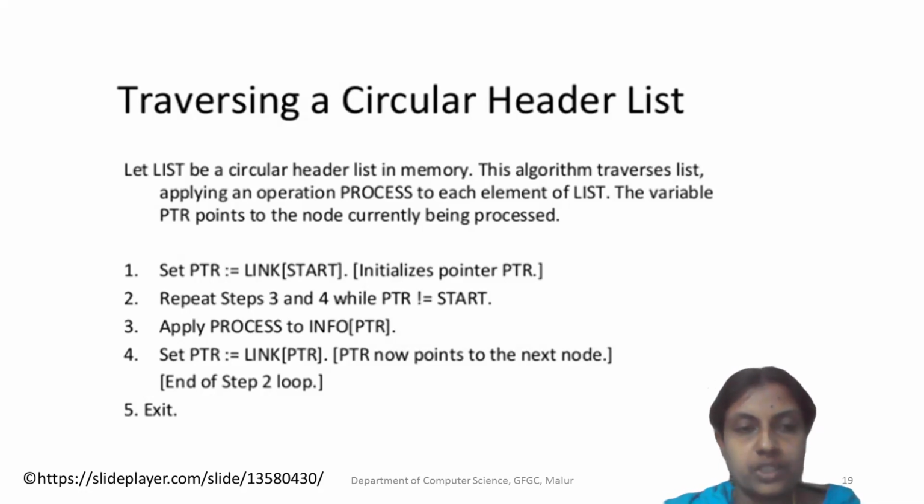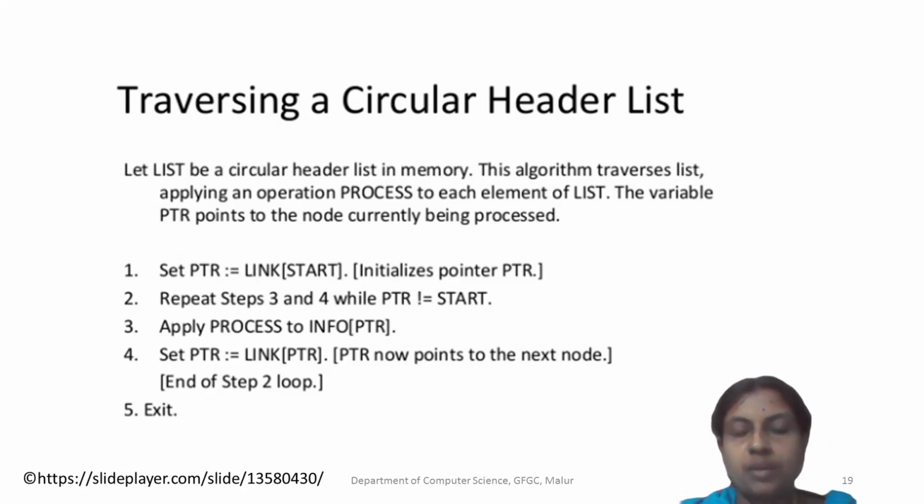Take this example. We are using a new variable called PTR, and we give it the address of the start node. The start node holds the address of the head node. After that, we need to repeat steps. First, I identify the head value. The head value takes me to the header node, and the header node takes me to the first node. In the third step, I apply the process to info of PTR, meaning whatever value is in the first node, I will print. Then I come to the next node. PTR is first initialized to start. Next we initialize it to the address of the first node, which takes us to the second node.